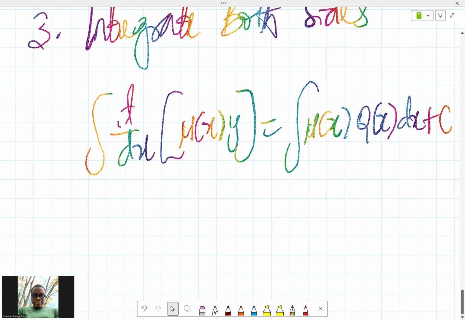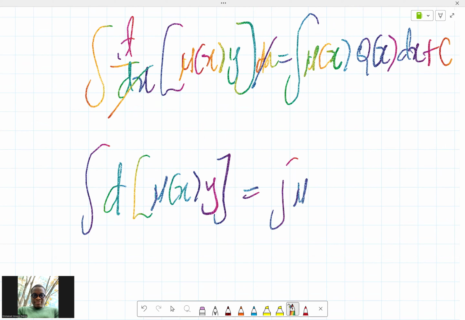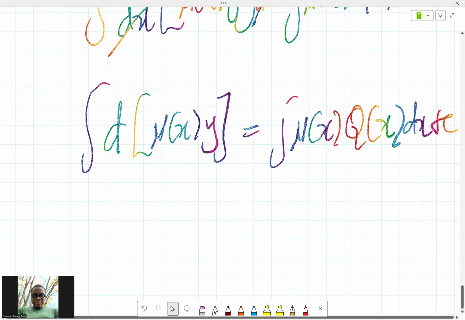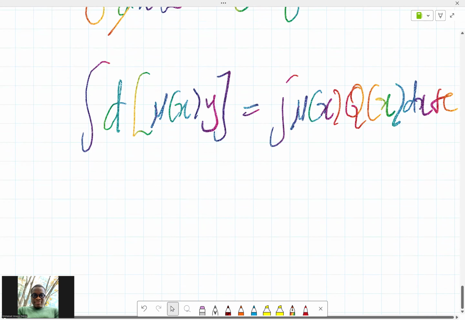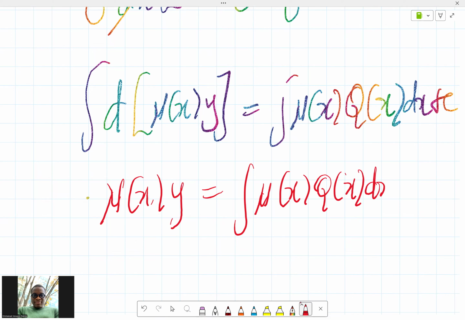When you do this kind of integration, here you have d of x. So this is more like d of x equals this, so this cancels this. You now have the integral of d of mu of x y equals the integral of mu of x q of x dx plus c. And whenever you have the integral of d of something, the result is just that thing. The d just goes away. That's the only thing that happens. So here now you have mu of x y equals the integral of mu of x q of x dx plus c.